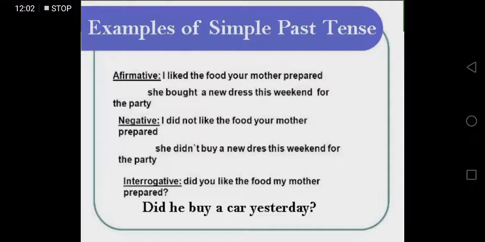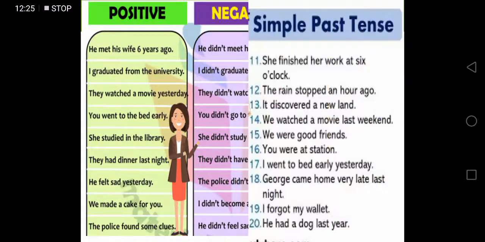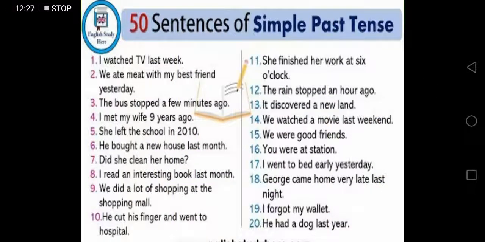Interrogative means putting a question. Did you like the food my mother prepared? Did he buy a car yesterday? We use did in the questions for simple past tense. So over here there is again a list of positive, negative and question types for simple past tense. There is another list of simple past tense, 20 simple past tense sentences. You can have a look at these. I'm also going to share these pictures in the group.